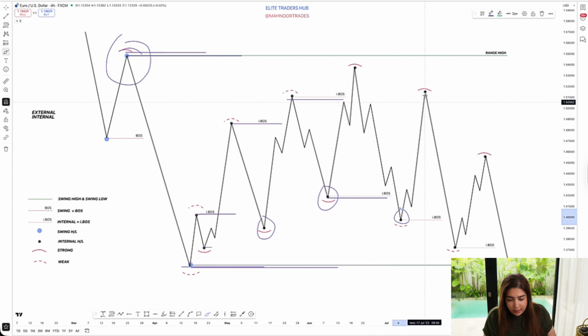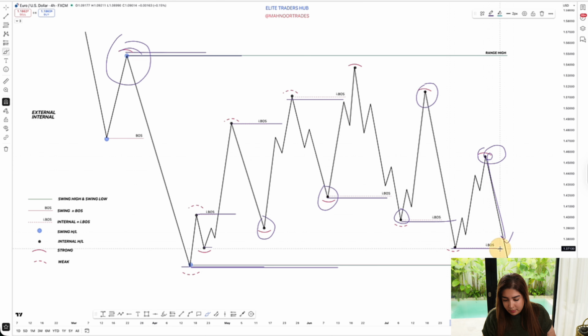Gives a pullback, creates a lower high, which pushes the price down to give us another internal break of structure, pullback, push down again. Now this point here finally gives us the push down to cause an internal break of structure and also to break past the range low.